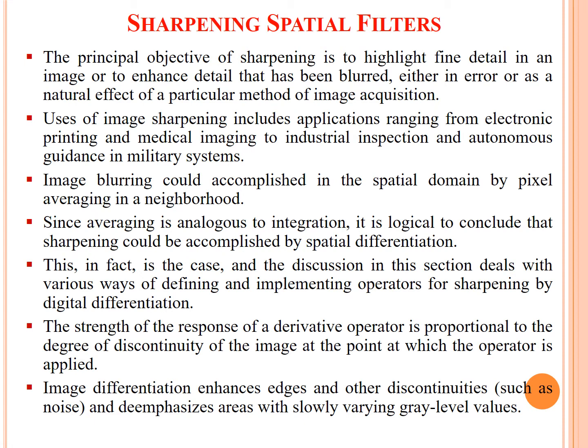Image blurring could be accomplished in the spatial domain by pixel averaging in a neighborhood. Since averaging is analogous to integration, it is logical to conclude that sharpening could be accomplished by spatial differentiation. The strength of the response of a derivative operator is proportional to the degree of discontinuity of the image at the point at which the operator is applied. Thus, image differentiation enhances edges and other discontinuities such as noise and de-emphasizes areas with slowly varying gray level values.